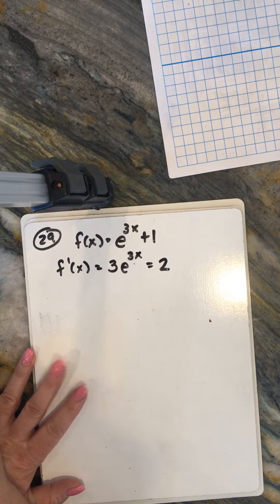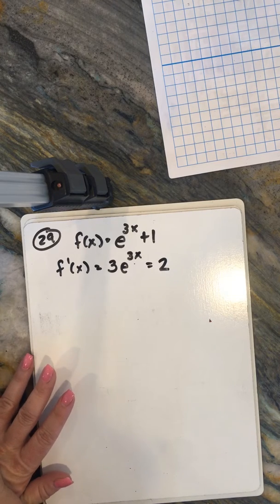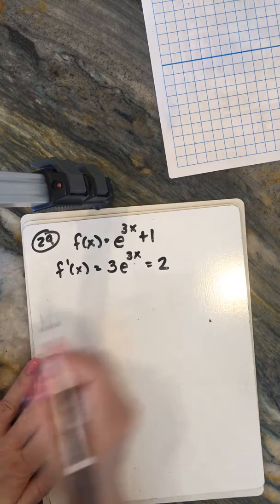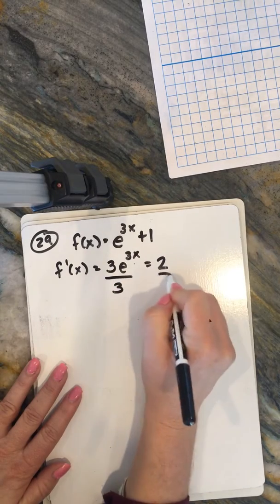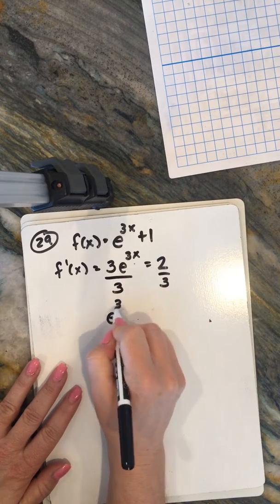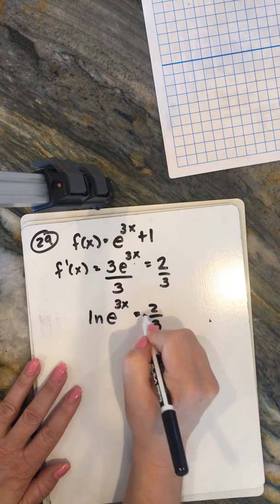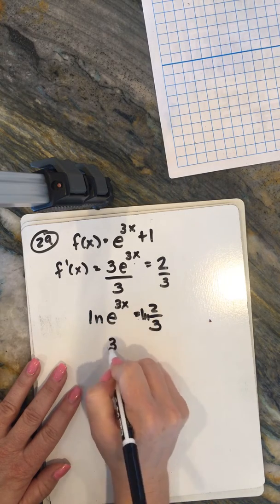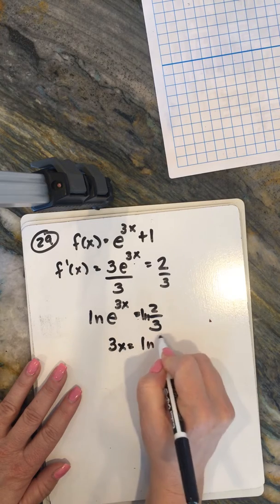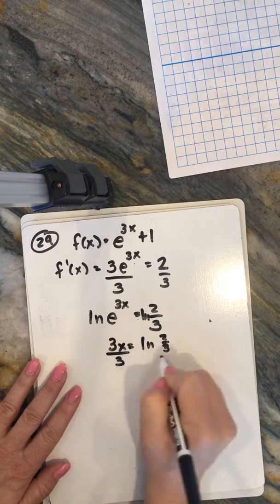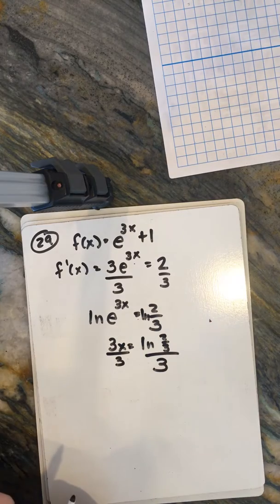So now it's algebra 2. We can go ahead and divide both sides by 3. So e to the 3x equals 2/3, and take the ln of both sides. So 3x equals ln of 2/3, and divide both sides by 3. Plug that into your calculator, and it ought to work for you.